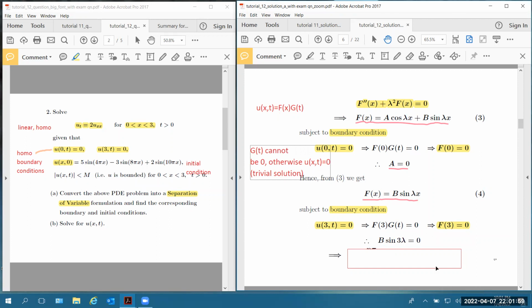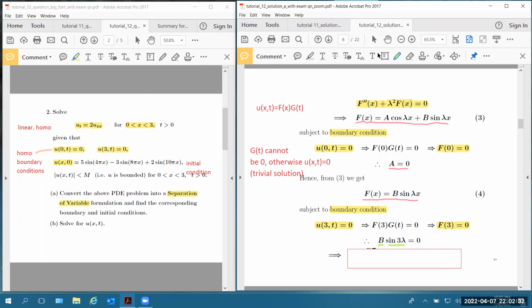Then once again, there are 2 terms here. One term is b, another term is sine 3 lambda. Then you multiply them and you get 0, right? So same thing, one of them must be 0. So which one do you want to be 0? You want b to be 0 or you want sine 3 lambda to be 0? Sine 3 lambda. Yeah, you want sine 3 lambda to be 0.